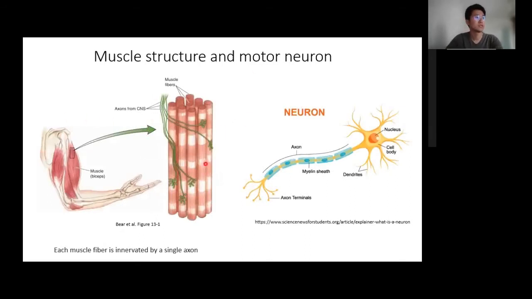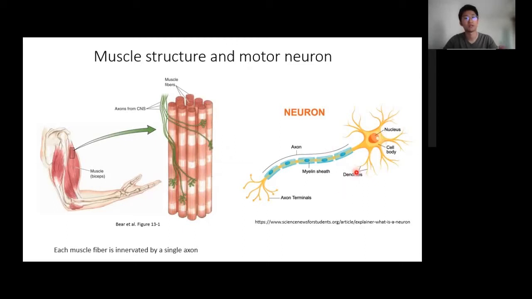Here, if we take one muscle, we see the muscle consists of many muscle fibers. And for each muscle fiber, there's one axon terminating on the surface of the muscle fiber. And these axons are from the motor neurons from the CNS, the central nervous system, so from the spinal cord or from the brain. I assume that most of you know what a neuron is. As shown on the right, this is a typical structure of a neuron, although it's not always like this. There are some other types of neuron, but let's consider this as representing the structure of a motor neuron.